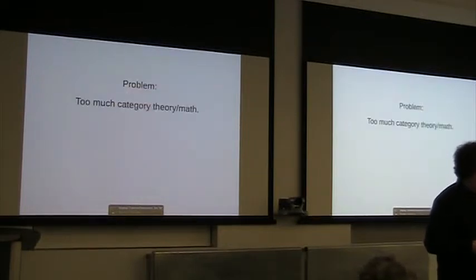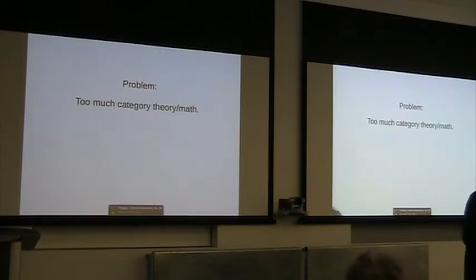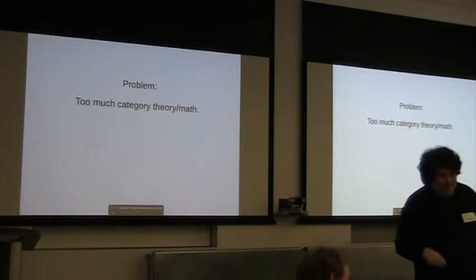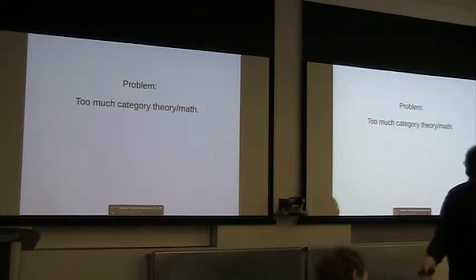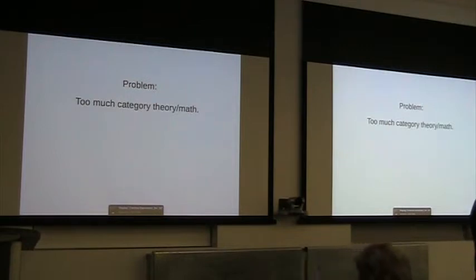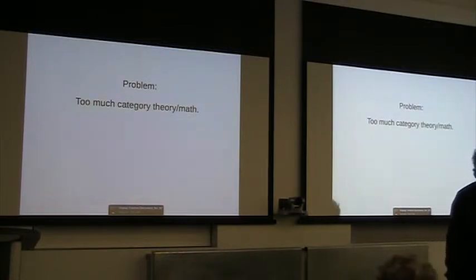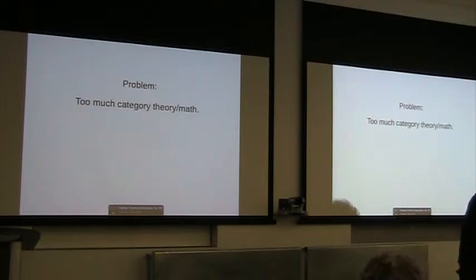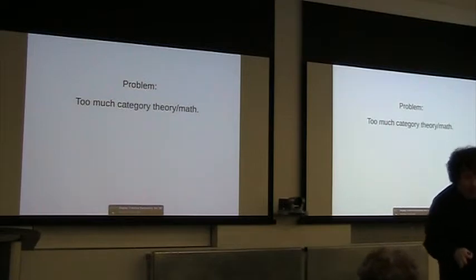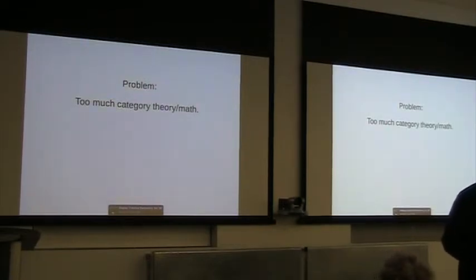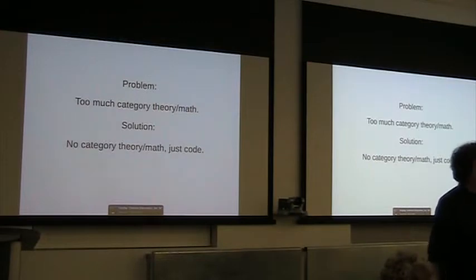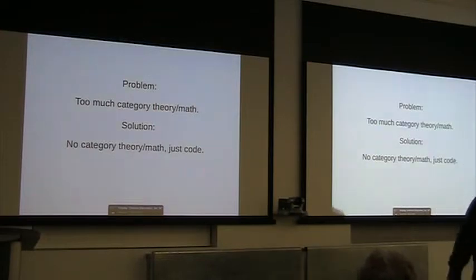Another problem monad tutorials have, unfortunately, is too much category theory. Sorry, I'm not going to. I mean, monads are just monoids in the category of endofunctors. What's the problem? If you actually do understand category theory, you can work through and go, yes, they are actually monoids in the category of endofunctors, but that's the worst possible way to understand monads. So my solution again: no category theory, just code.